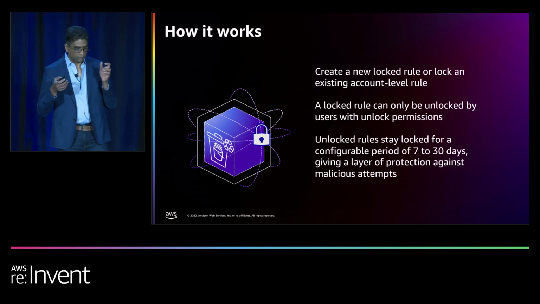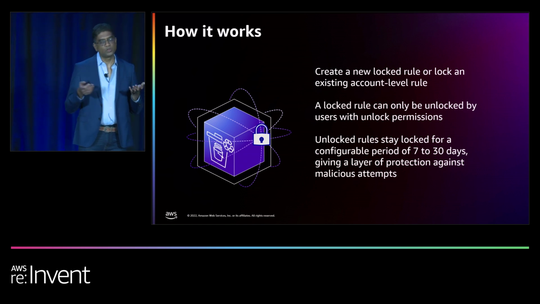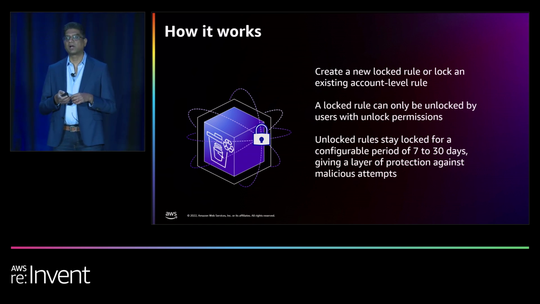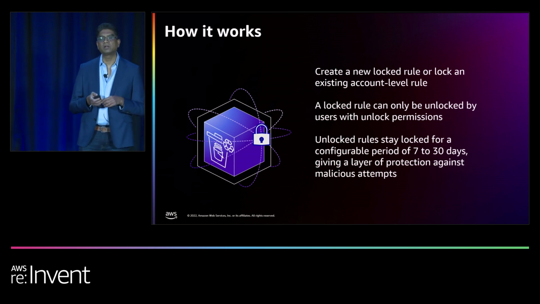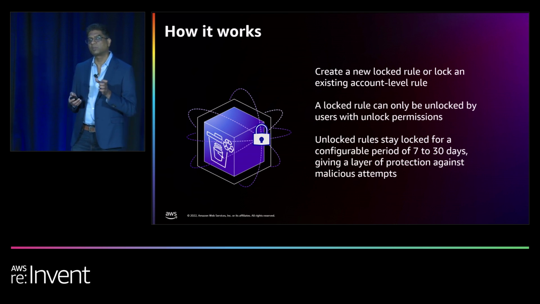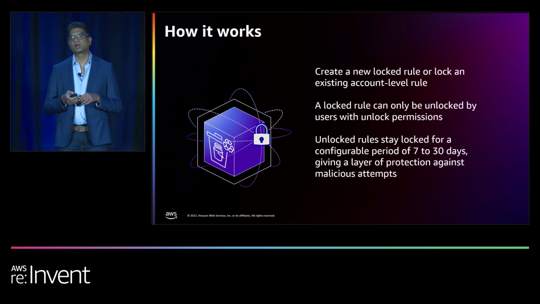And by the way, a locked rule can usually only be unlocked by a user with unlock API permissions. But if a malicious user tried to unlock it, those rules would essentially continue to stay locked because there is an unlock delay period that was configured during the rule lock creation. So, a pretty powerful feature to protect against ransomware attacks as well as malicious deletions.